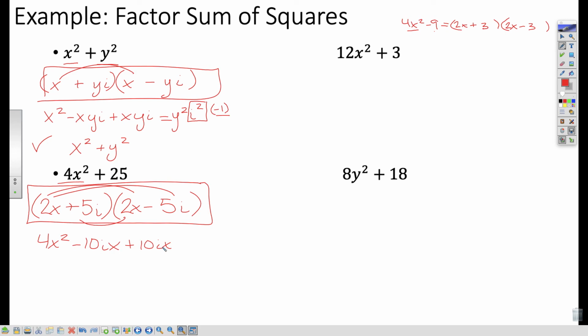So it's negative 25i squared. My middle two terms zero out because I do have conjugate pairs there, right? And then i squared is a negative 1. So what does it do? It makes it a positive. So it's going to be 4x squared plus 25. Did I get what I started with? Yes.